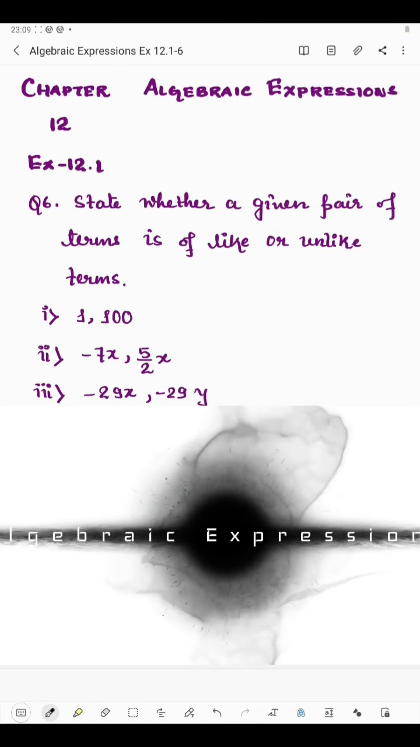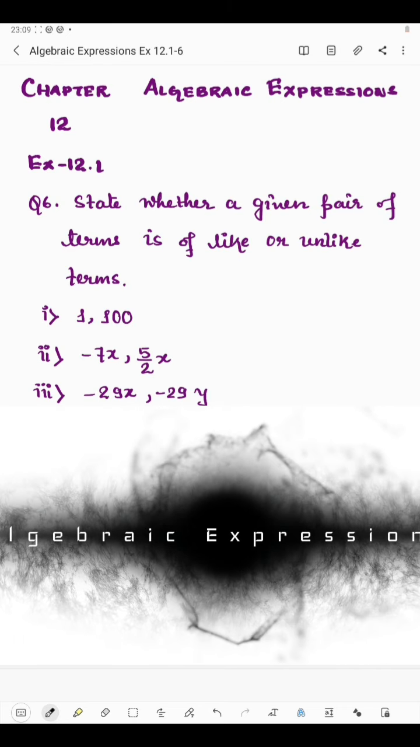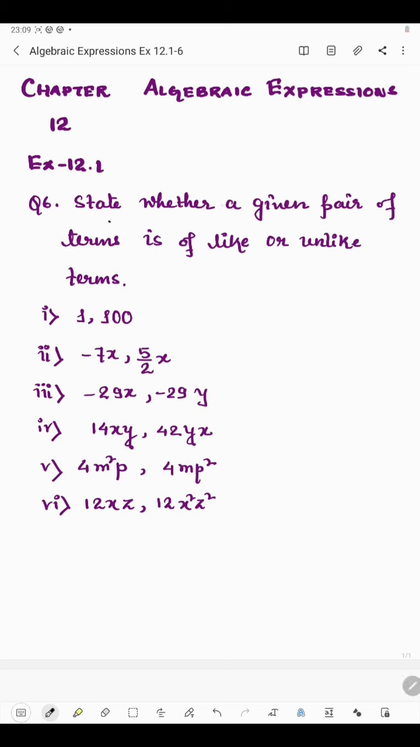Hello students, now I am going to start question number 6 of exercise 12.1. Question number 6 says, state whether a given pair of terms is of like or unlike terms. From number 1 to 6, we have been given a pair of terms, and we will have to identify whether they are like or unlike terms.